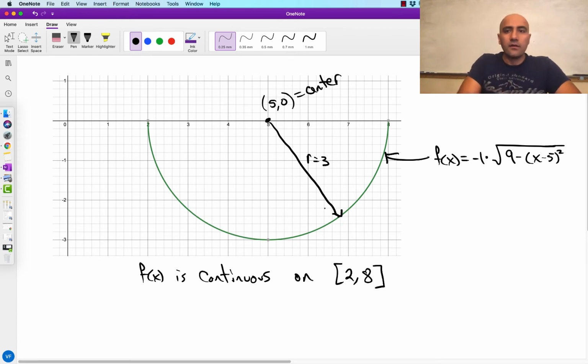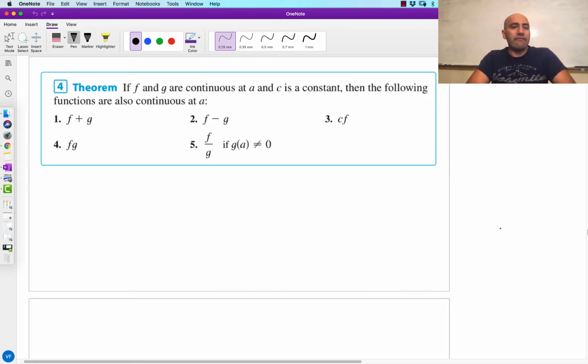Okay, let's move on. Theorem 4. If f and g are continuous at a and c is a constant, then the following functions are also continuous at a: f plus g, f minus g, c times f, f times g, or f divided by g, provided, of course, that g of a does not equal 0.